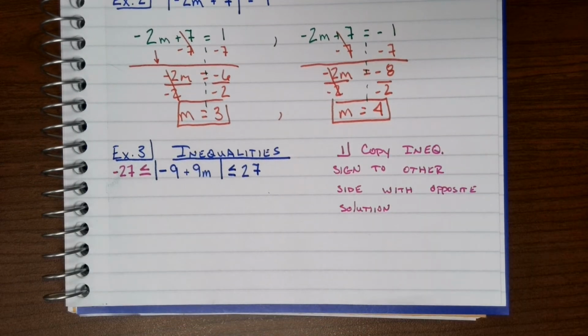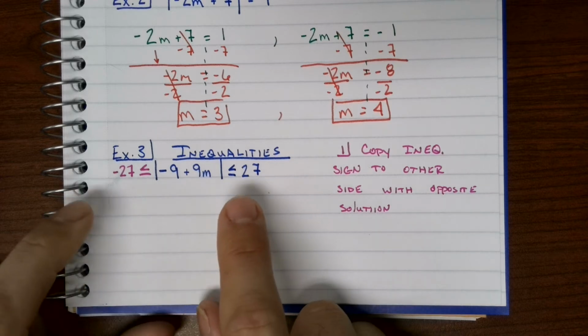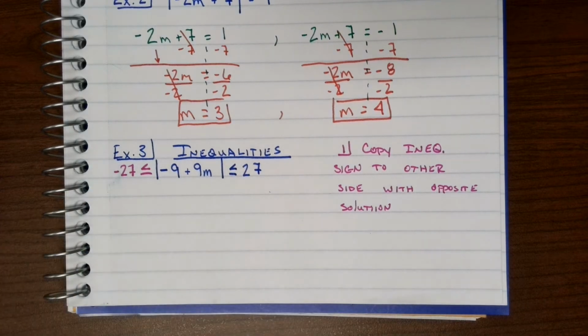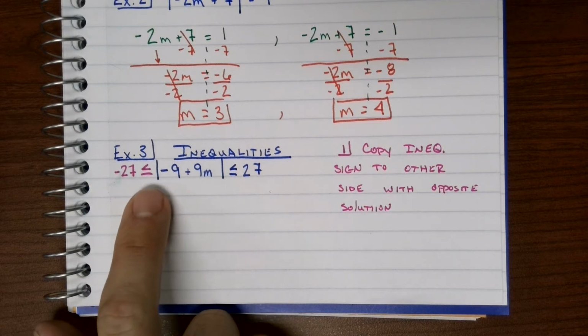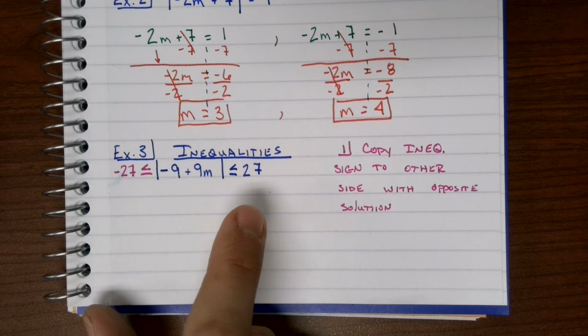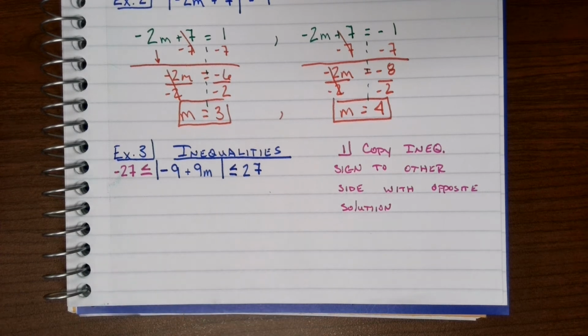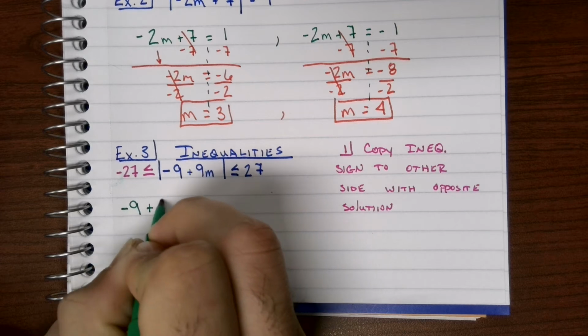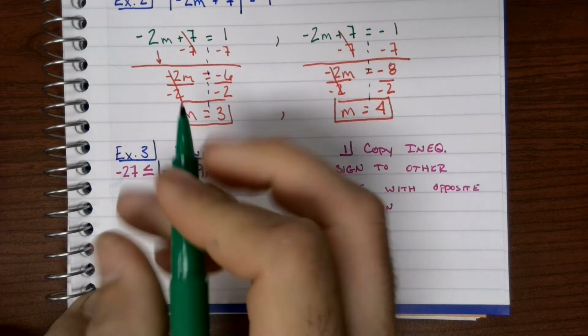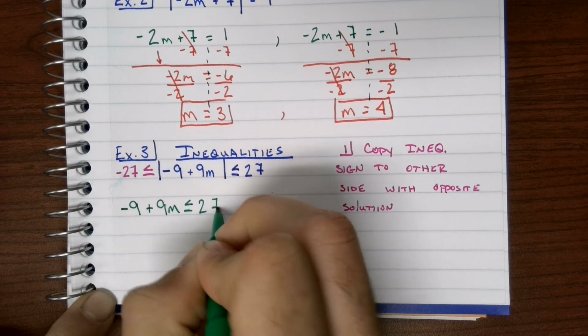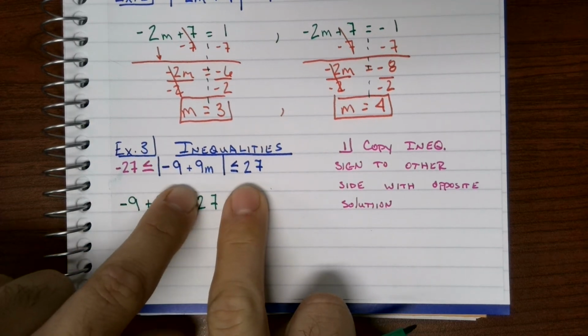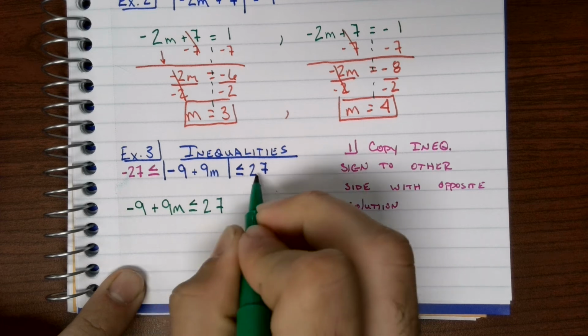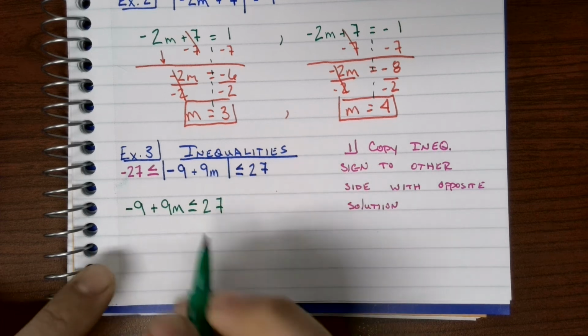But you can do this two different ways. If you're somebody that says, oh my gosh, Mr. Reed, this is way too much, I have to split those up, split them up. But here's what I caution you: be careful with which direction your sign is pointing and where everything is. Let's say you split them. I'm going to have negative 9 plus 9m, and my sign here is less than or equal to 27. Are these identical? Yes. Is the alligator eating the same number? Yes. So that one is good.